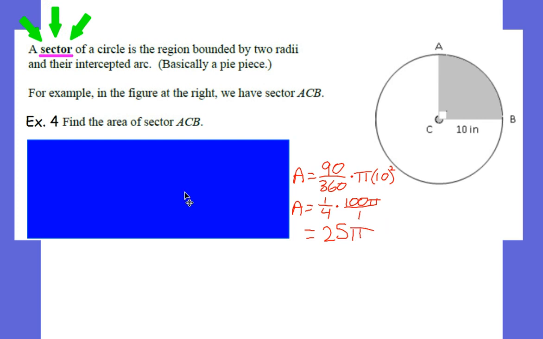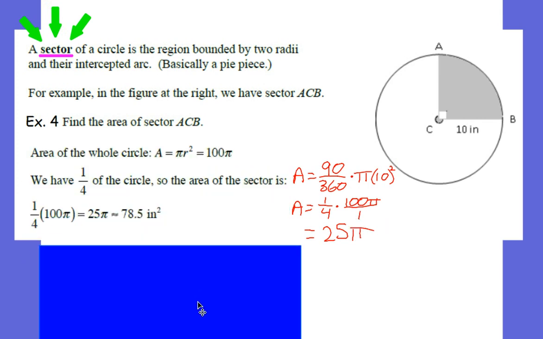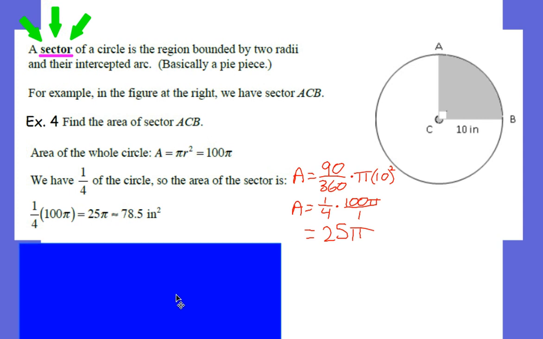I'm pretty sure that's what I have behind here. Yeah, if you want to write all of that down, you can. You don't need to, but just know the exact answer would be 25 pi. Now, if you put that in your calculator, it would give you the rounded answer, or you'll have to round it yourself. There you go.